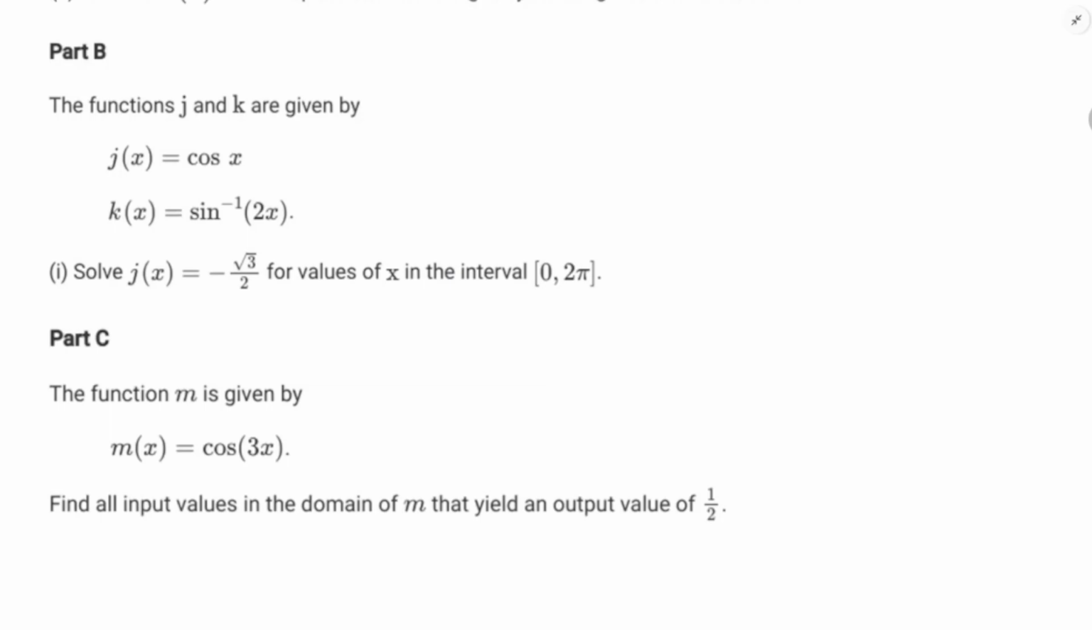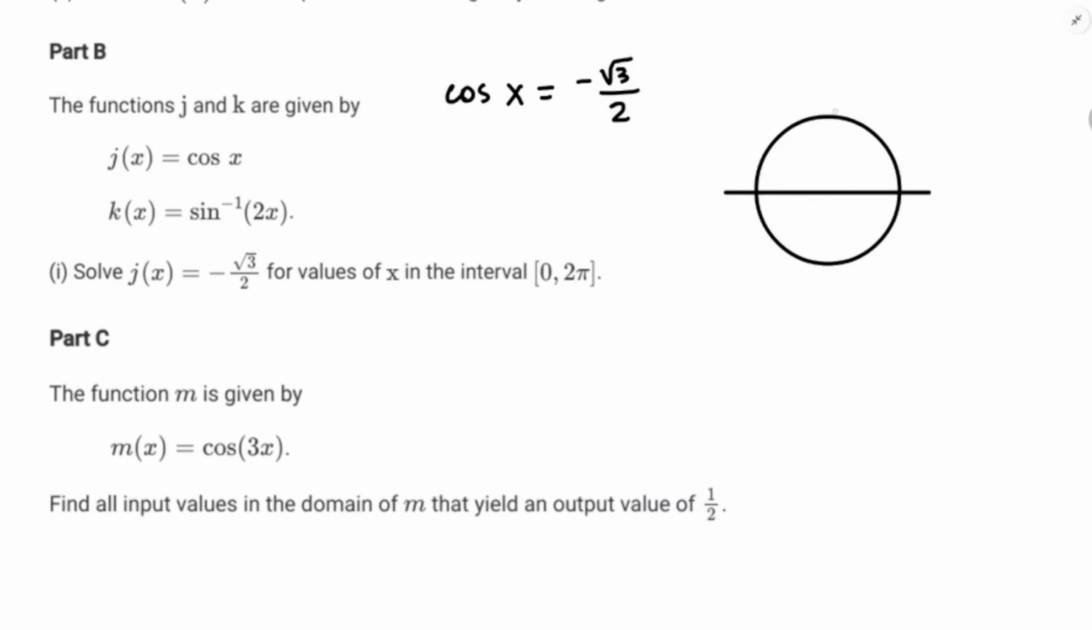So j of x equals negative root 3 over 2 on 0 to 2 pi. So cosine x equals negative square root of 3 divided by 2. This is just an old-fashioned trig equation, but we need to be ready for those too. Okay, so cosine is negative root 3 over 2.